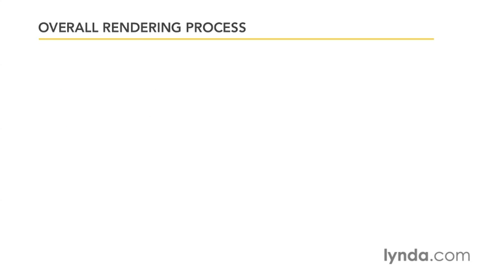Let's look at an overview of the rendering process. So typically we're going to start with a view. Now in Revit, you have to render from a 3D view, so that can include either an axonometric or a perspective view. So we can either use an existing one that's already in your project, or we can create one specifically for the purposes of rendering.